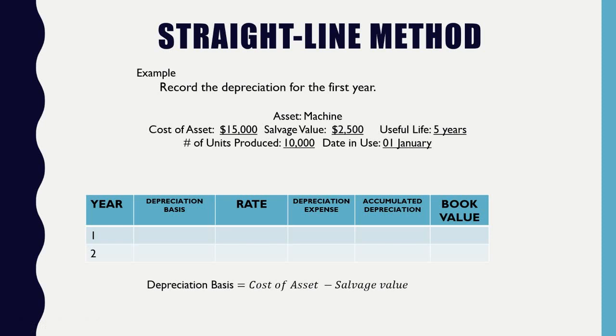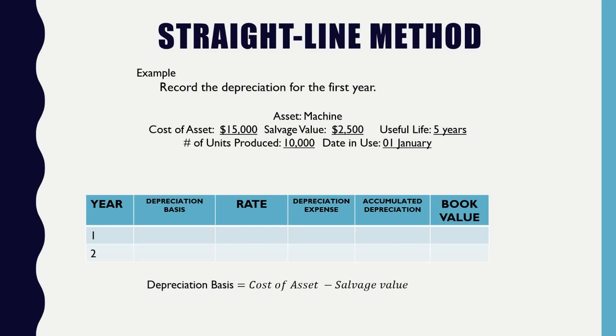Let's go ahead and dive into our very first example, where we bought a machine worth $15,000. The salvage value was $2,500, the estimated useful life is 5 years, and it can produce up to 10,000 units. The date you place it into service is January 1st, assuming you're doing depreciation at the end of the year, December 31st.